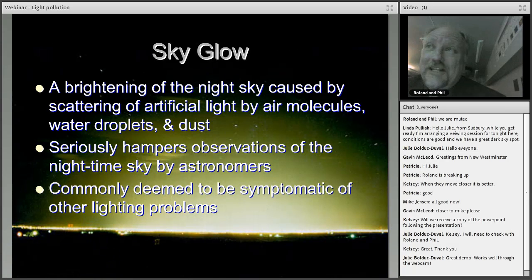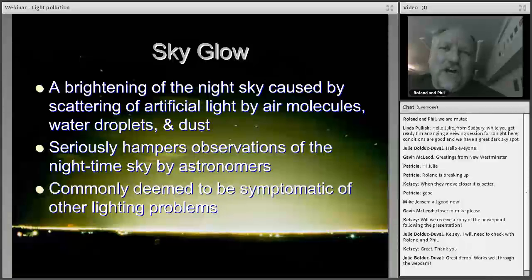That's sky glow. And this is why, as I mentioned earlier, the astronomers are all up about light pollution. But I just wanted to make sure that everyone understood that light pollution is a much bigger issue than just this. And so this is the brightening of the night sky, and it's caused by scattering of artificial light by air molecules, water droplets, and dust. And it seriously hampers the observations of the night sky by astronomers.